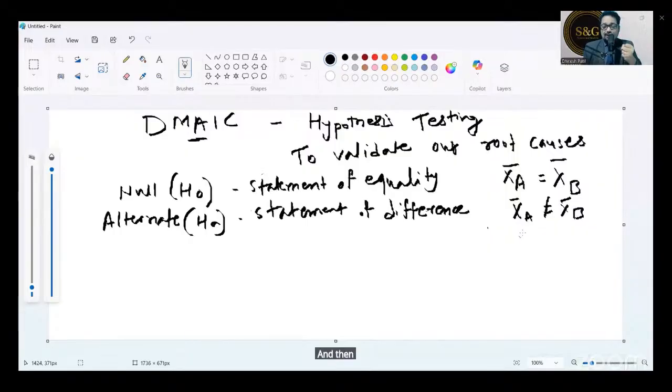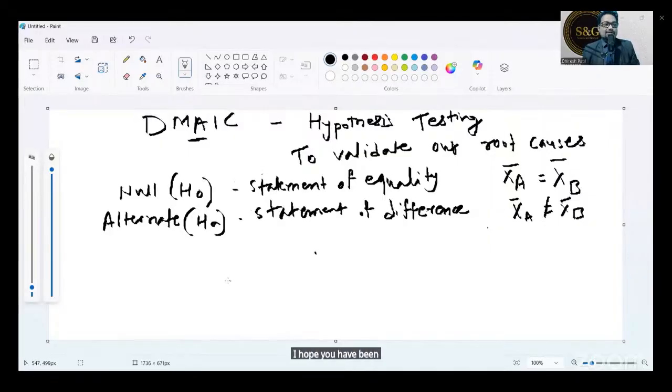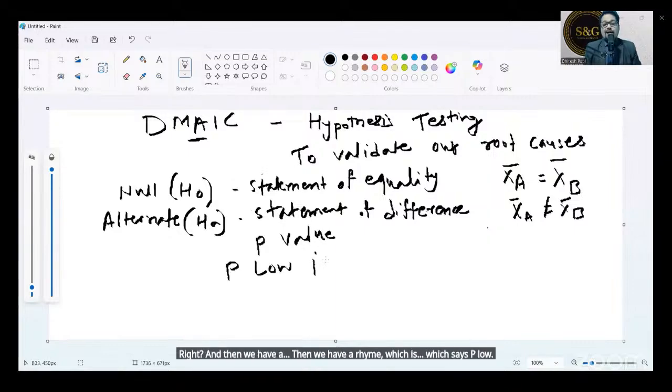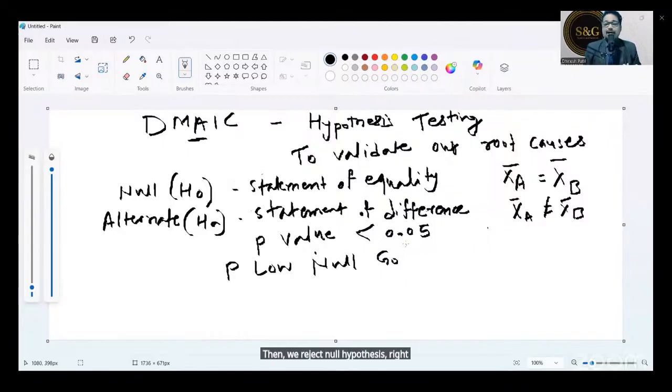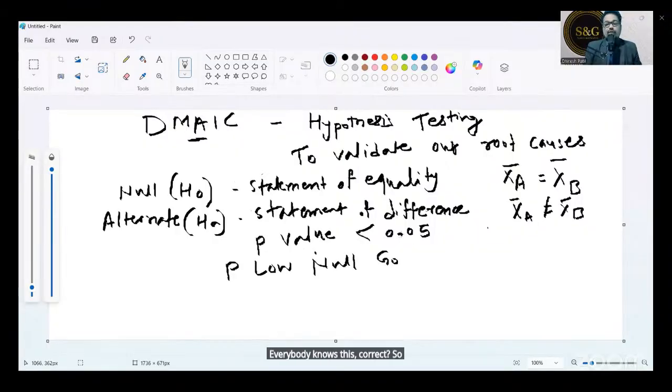And then we collect the data, we put the data in the software, and we check a value. Which value do we check? Type in chat box, everybody. I hope you have been through the basic ones. Okay, yes, very good. So we check the p value, right? And then we have a rhyme which says p low and null go. That means if the p value is less than 0.05, then we reject the null hypothesis, right? That's what we have seen in the green belt level. Everybody knows this, correct? So p low, null go, that is what we have already seen.